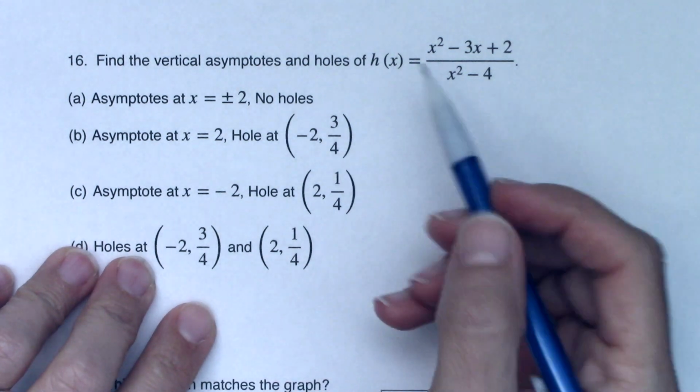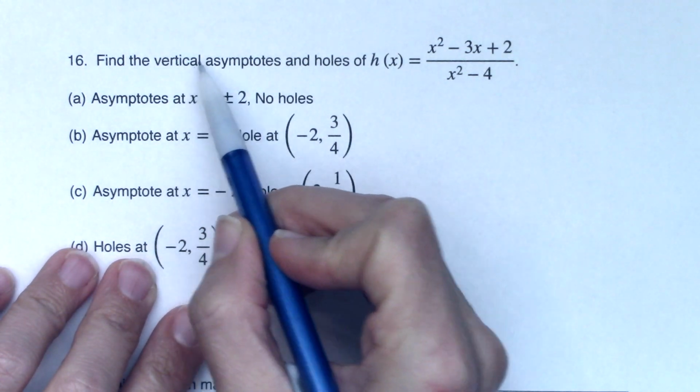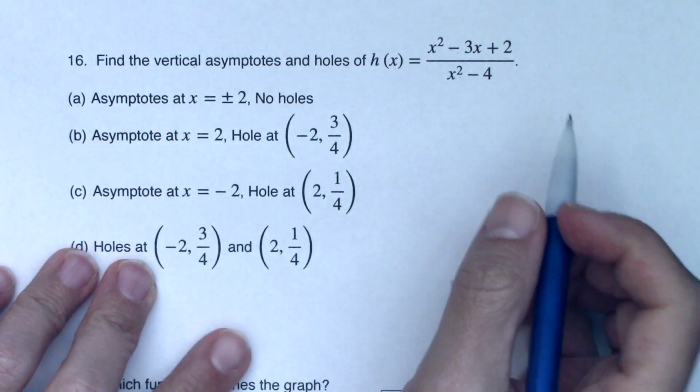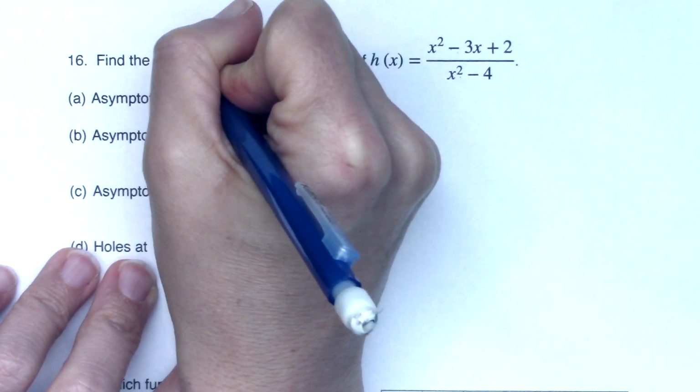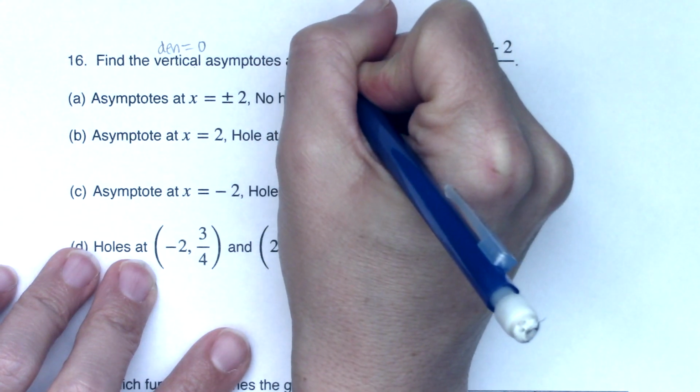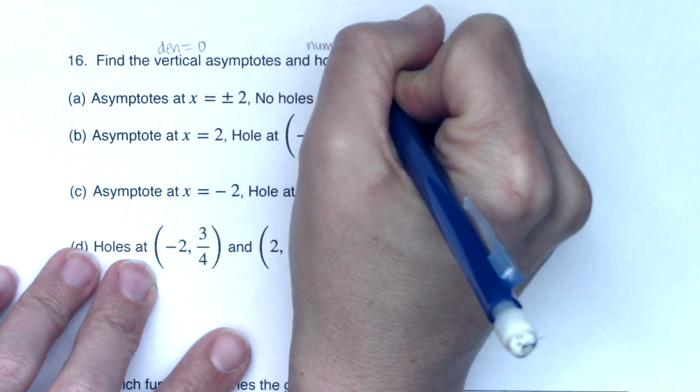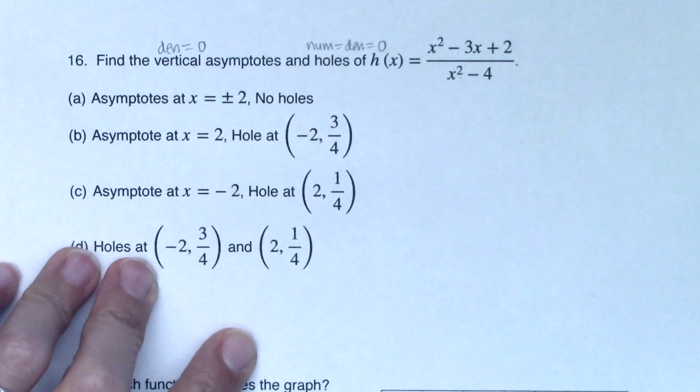Folks, let's take a look at number 16. So we're being asked to find the VAs and the holes of this rational function. Keep in mind, vertical asymptotes occur when only the denominator is 0, right? And holes occur when the numerator and denominator are both 0 at the same time.